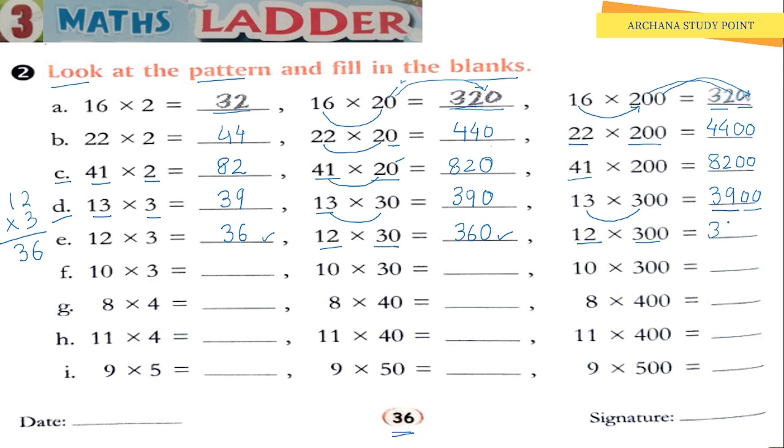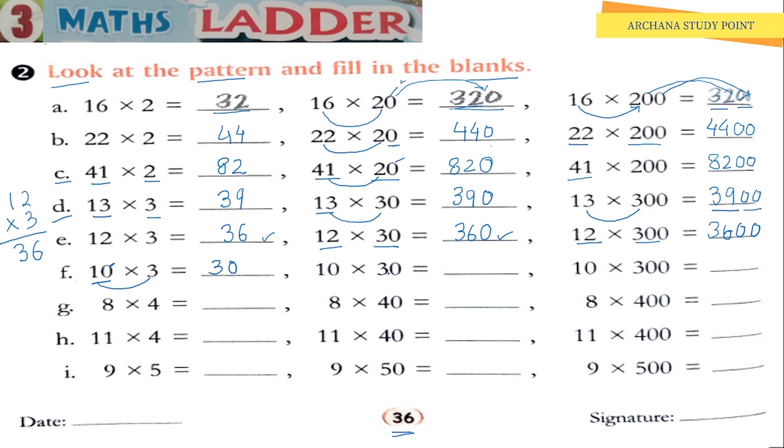Third part of question E says 12 multiplied by 300. Again 12 multiplied by 3 will give us 36. And we'll put 2 zeros towards the end. So the answer is 3600. F says 10 multiplied by 3. We already know this answer, right? Then 1 multiplied by 3 will give us 3. And we'll put 1 zero towards the end. So the answer is 30.